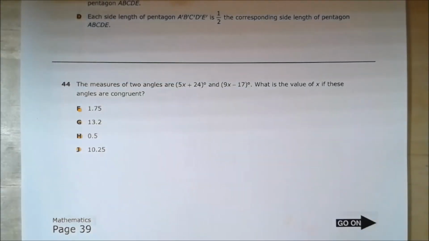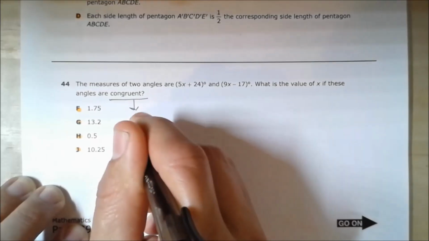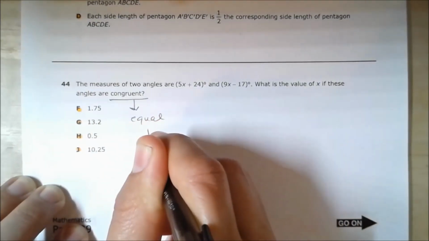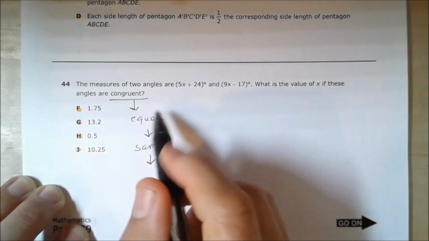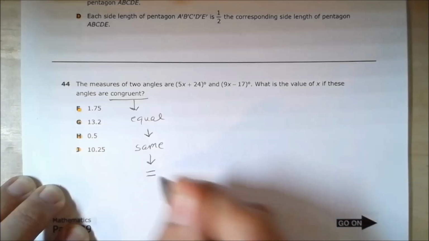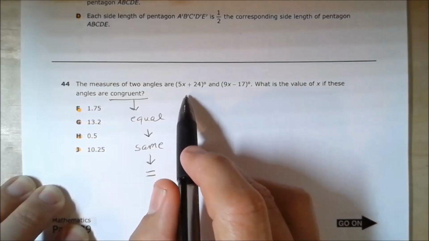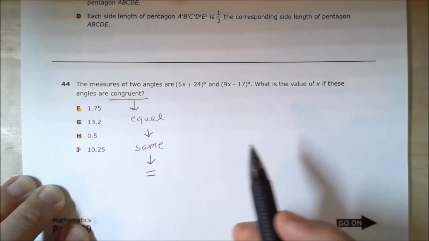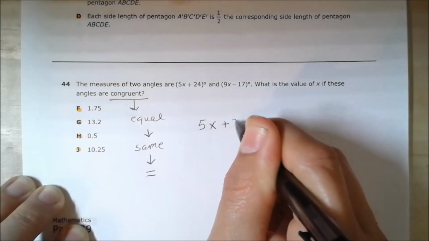Alright, question 44. The measures of 2 angles are 5x plus 24 and 9x minus 17. What is the value of x if these angles are congruent? So what I want you to think about is, when we say congruent, it means that they're equal. Or another way of saying that is that they're the same. And if they're the same, the mathematical symbol that represents the same or equal is the equal sign. So with that idea in mind, we're going to write an equation, because it wants to know what is the value of x if these are the same. We're just going to turn this into an equation with variables on both sides.